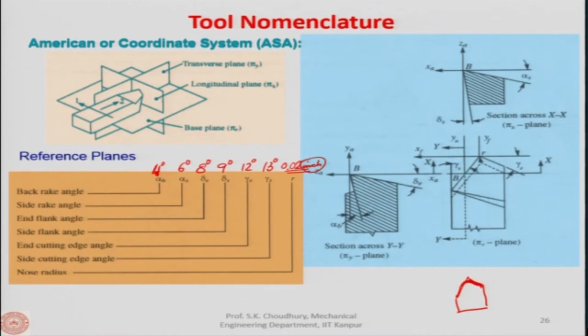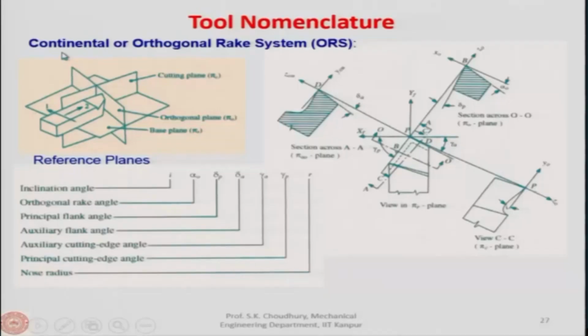As you can understand, this coordinate system is the easiest one, because it is in x, y, z. If the coordinates or the planes taken are otherwise, the definition of the angles may be a little more complicated. Let us see another system, which is called the continental or orthogonal rake system. This is the ORS, the orthogonal rake system.